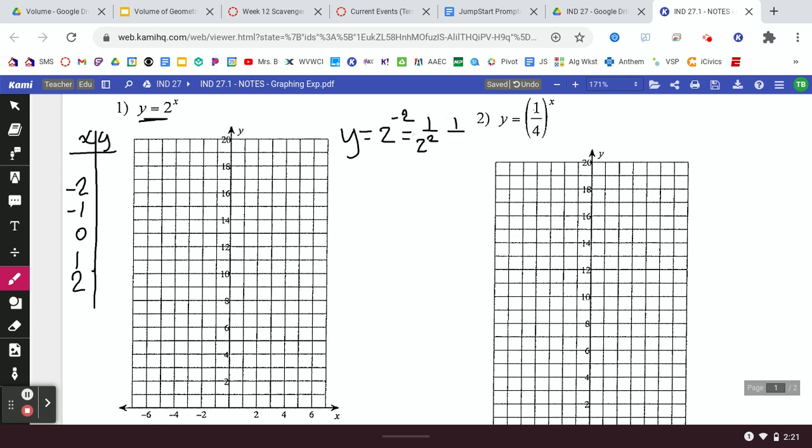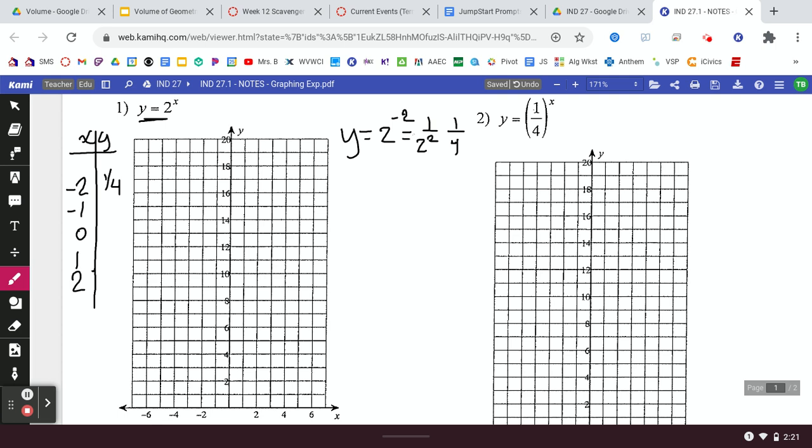1 over 2 squared is 1 over 4. So when x is -2, y is 1/4. And I come over to my t-chart and I fill in my y value for that x. When I'm done, I'm going to have 5 coordinate points that I can graph.